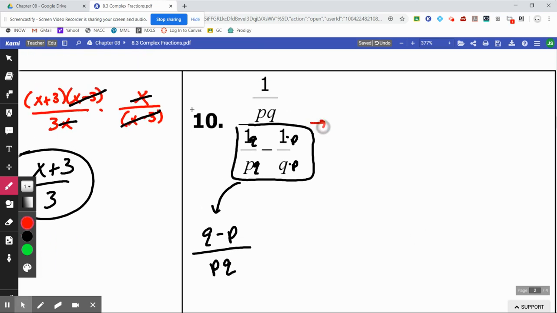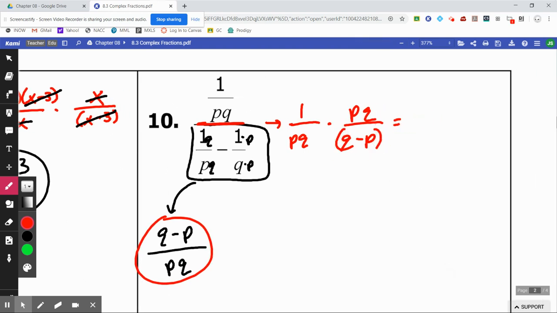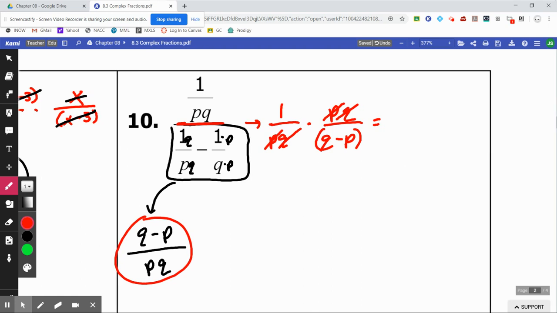On top you had 1 over PQ. To divide these two, you're going to flip the second one, which is now down here, and you're going to multiply. So PQ over Q minus P. Look at your monomials. This is a binomial. Both have to cross out in order for anything to. So here you cancel your P's, cancel your Q's. That's it. So you're left with nothing on the top but the 1, and on bottom you're left with Q minus P.